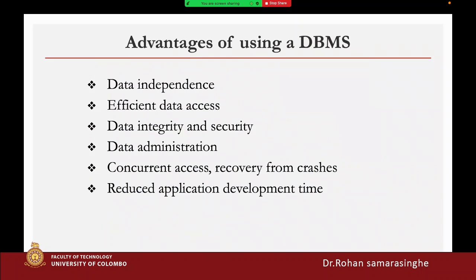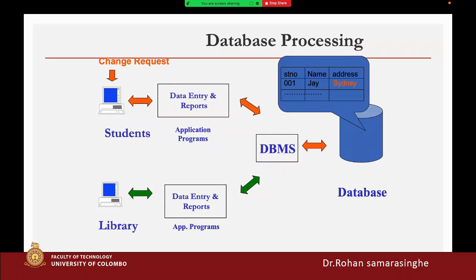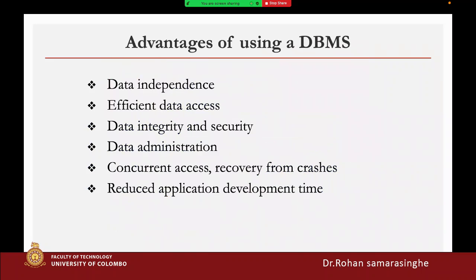Efficient data access, we can access efficiently. The multiple users can access also, that also must be noted when you consider this. While the academic establishment department is accessing these databases, at the same time the library also can access this data for different use. But in a file system or network system that cannot be done. And data integrity and security.